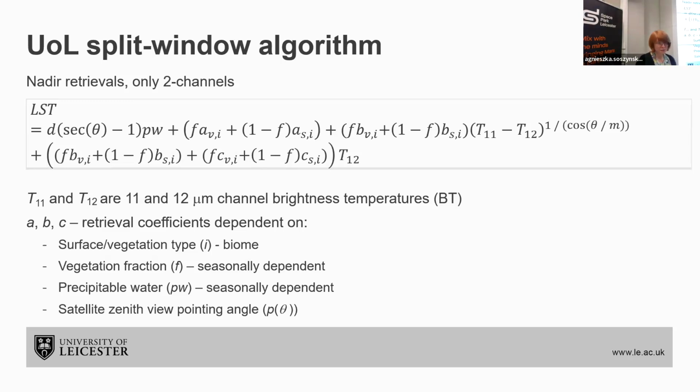It's well documented. It contains information on vegetation fraction, which is seasonally dependent, as well as precipitable water, which is then also seasonally dependent, and then all of that on viewing angle. So we have nadir retrievals, but we also account for the angle deviation from that.